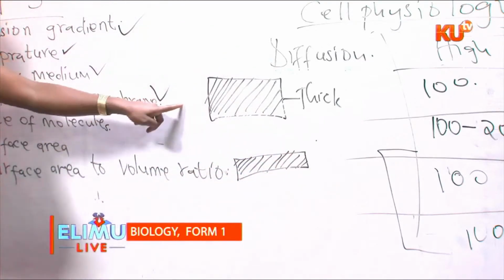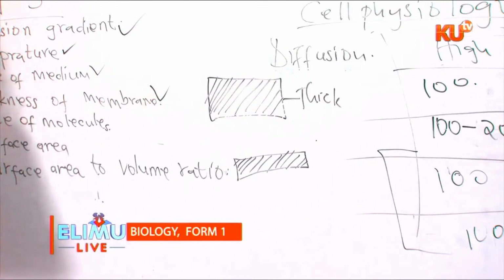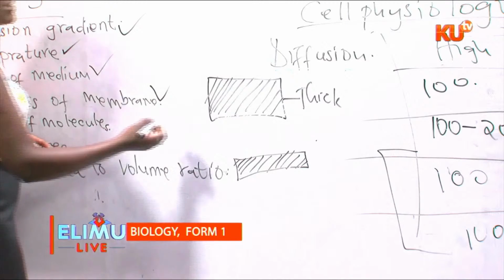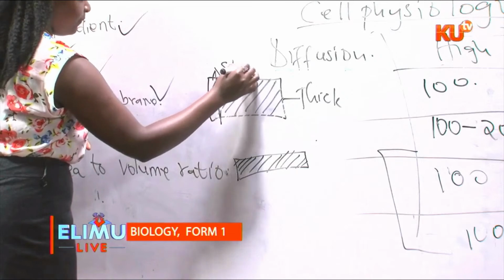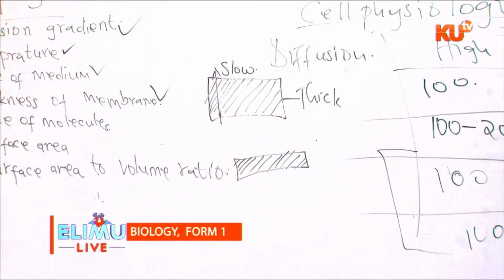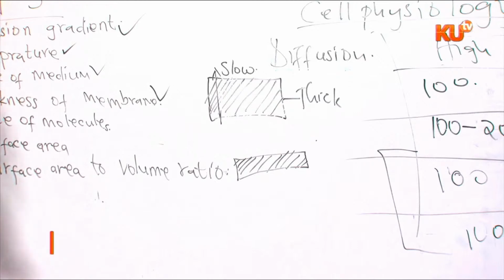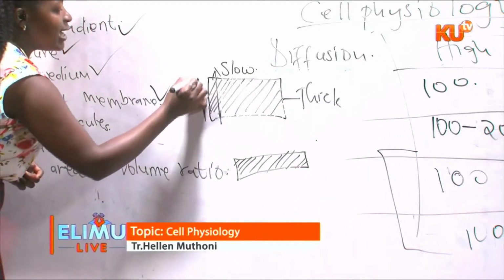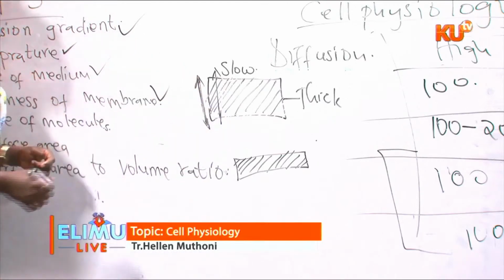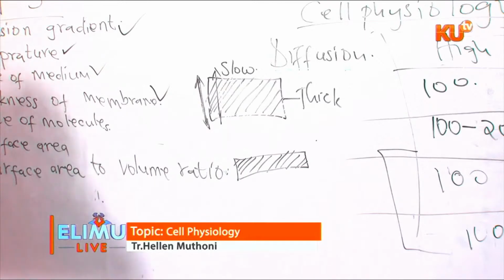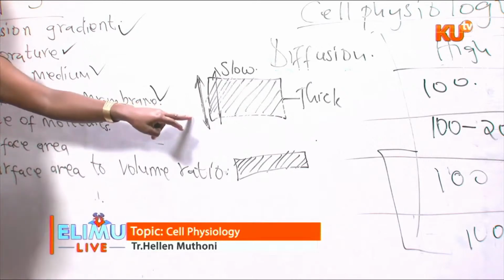So in thick membranes such as this, the rate of diffusion is slow. The reason why the rate of diffusion is slow is because the diffusing molecules will travel a longer distance. This distance is long, so they will travel a longer distance to the other side to cross to their region of low concentration. So this makes the rate of diffusion to be slow.